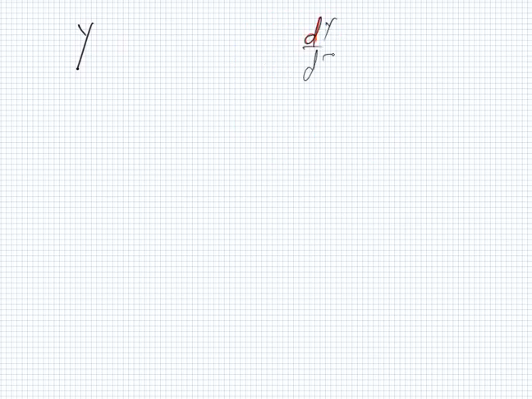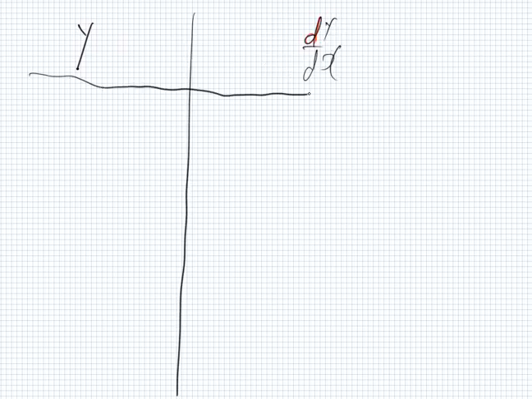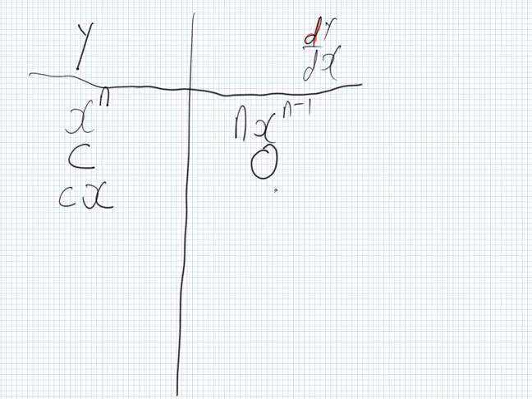Okay, so the first rule says if you have x^n, its derivative is nx to the n minus 1. Secondly, if you have a constant, its derivative is 0. Also, if you had a constant times x, what do you think that would be here? It'd just be the c.